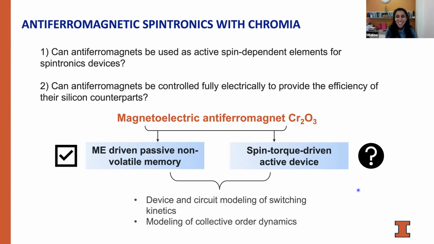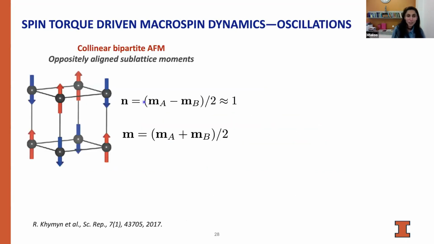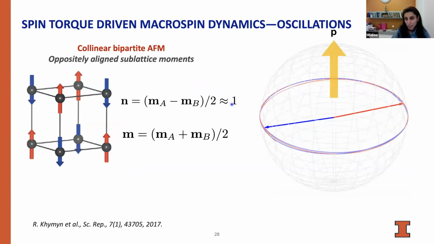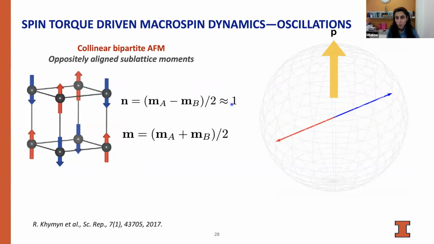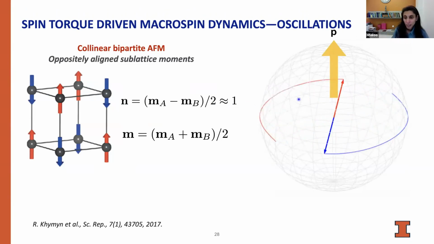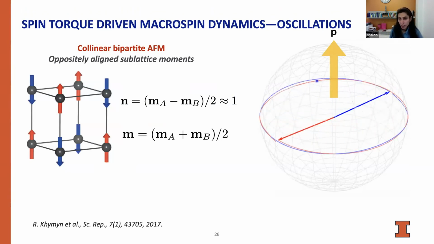So I'll take the next 10 minutes to go over our active device, which is the spin torque driven device. We're moving away from the magnetoelectric memory and so on. We're going to work with these collinear bipartite antiferromagnets, which have oppositely aligned sublattice moments. In the limit of strong exchange, the Néel vector, which is the difference of the sublattice moments, is approximately equal to 1. If we apply a spin current, it creates a dynamic instability in the sublattice moments, and we can get these precessions in a plane perpendicular to the spin polarization at terahertz frequencies.